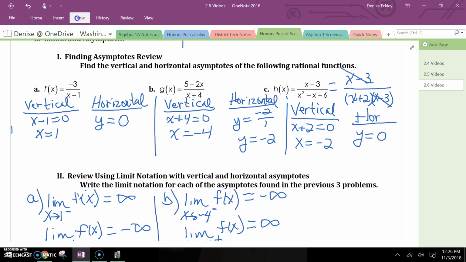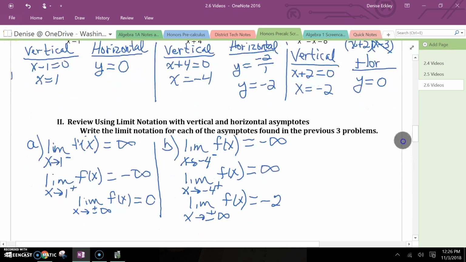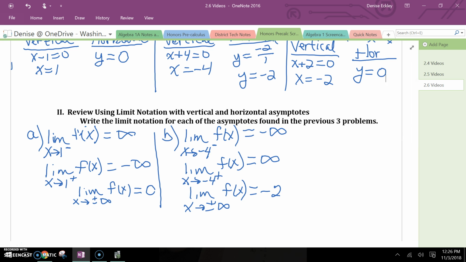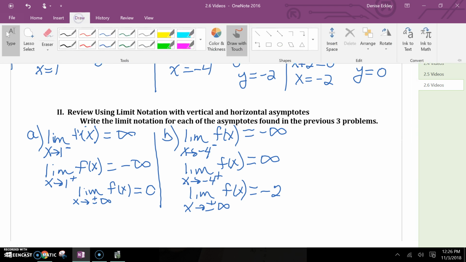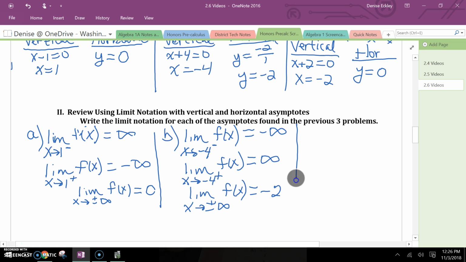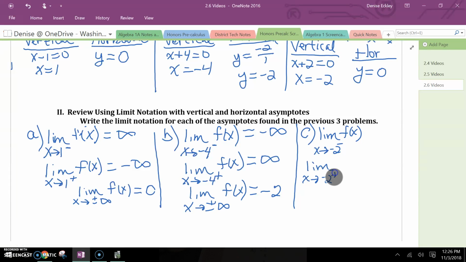So now, as before, we're going to look on the left and right side of the asymptotes to find whether the vertical is going to positive or negative infinity. So the limit as x approaches -2 from the left of f of x, and then the limit as x approaches -2 from the right of f of x.